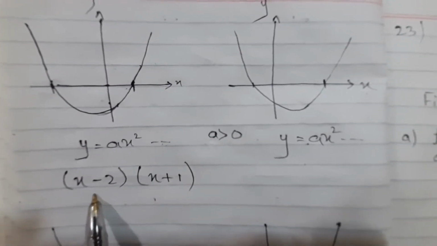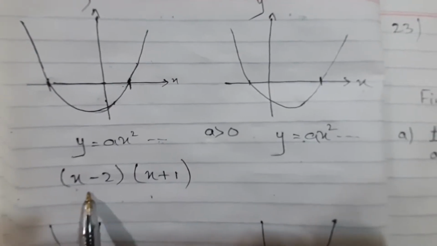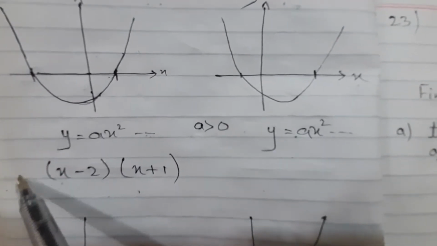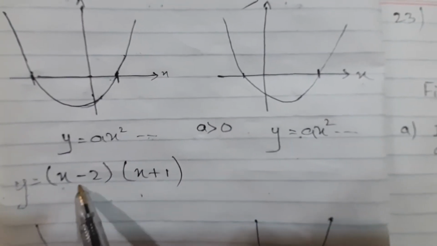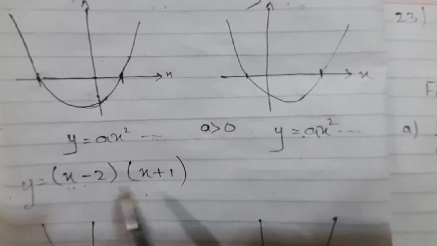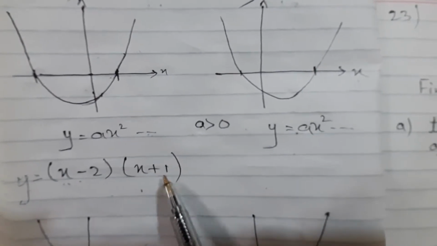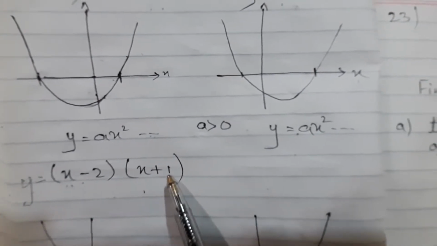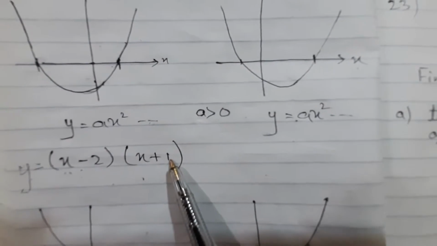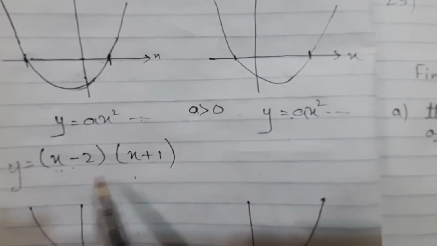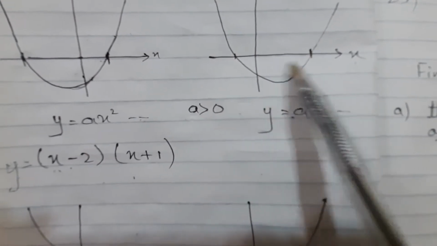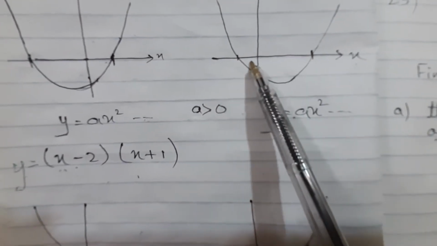So if you see here, because it is y equals to, on the x-axis the values of x are 2 and minus 1, right? Because these factors give you the roots of the equation. So x equals 2 and x equals minus 1. 2 is this side and minus 1 is this side.